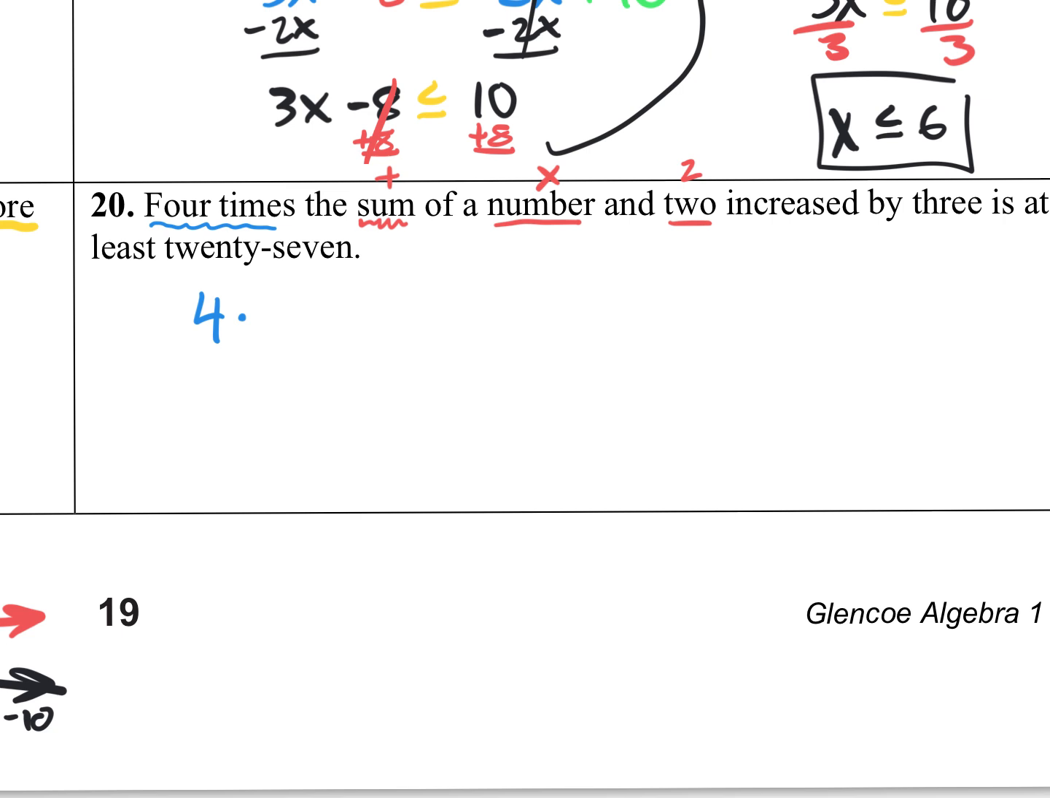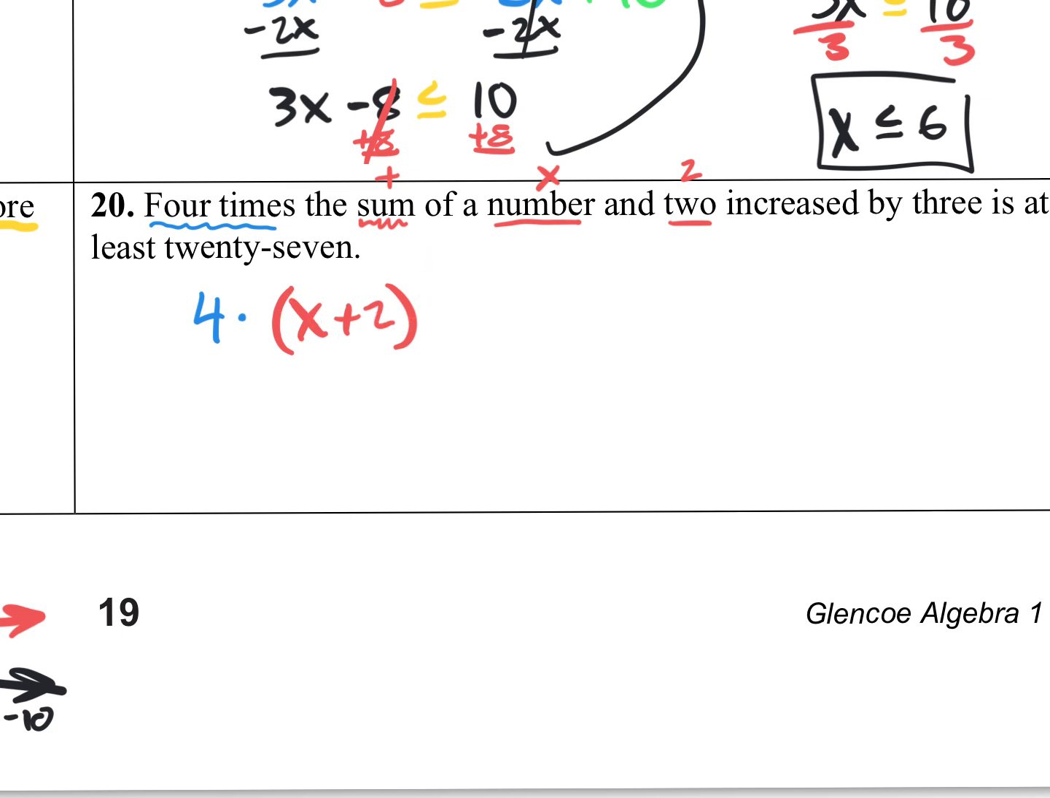All right, so once again, reading that all together, 4 times what? The sum of x and 2. Okay, so if I want to add x and 2 before multiplying, I better have that in parentheses. That's the only way it's going to work. Because if I don't put parentheses, it's going to say 4 times x and then plus 2. And that's not what it says up here. It says 4 times the sum of what? Of x and 2.